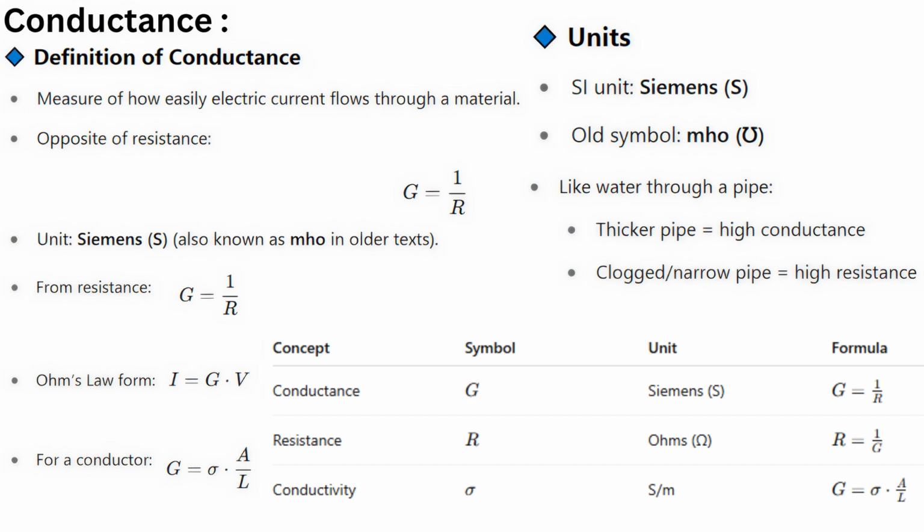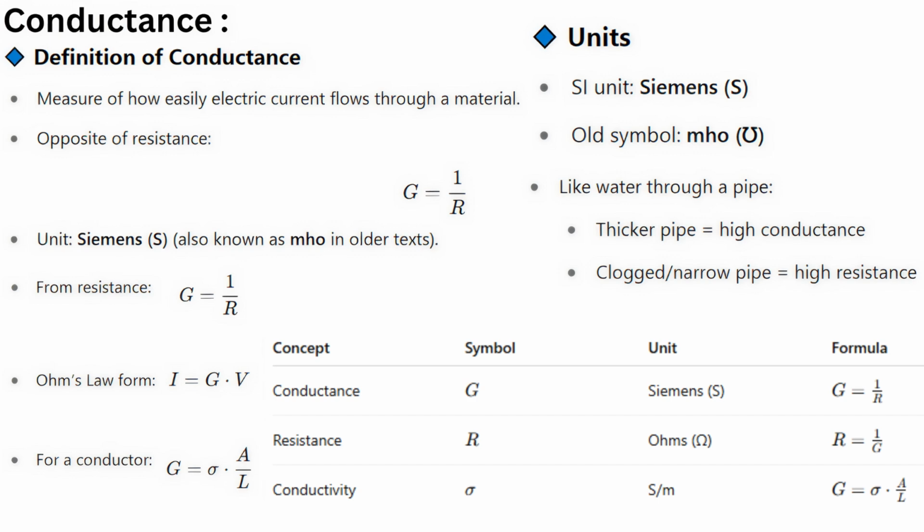Now, let's look at the formulas, which are just a precise way of stating these relationships. The core formula is G equals 1 divided by R. This is the mathematical way of saying they are opposites. It means conductance, represented by the letter G, is equal to 1 divided by the resistance, represented by the letter R. For example, if a wire has a resistance of 2 ohms, its conductance would be 1/2, or 0.5 Siemens.